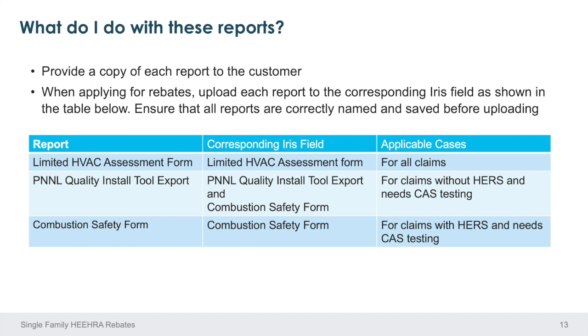What do you do with these reports? First, provide a copy of each report to the customer. Then, when applying for rebates, upload each report to the corresponding IRIS field as shown in the table below. Ensure that all reports are correctly named and saved before they are uploaded. Please pause and read to see applicable cases in which the various reports should be uploaded into IRIS. We also note the corresponding location in IRIS that they should be uploaded.